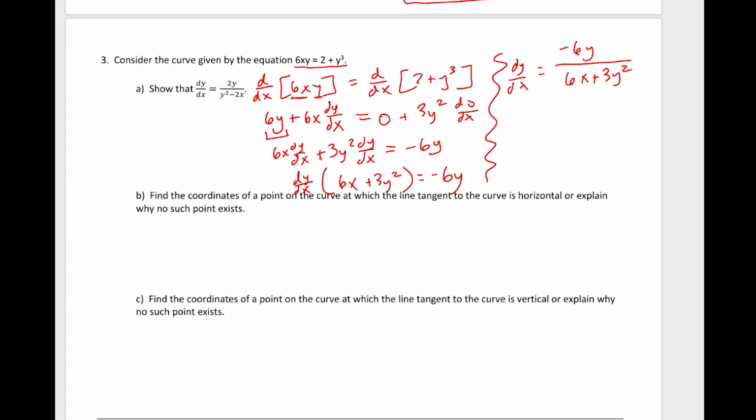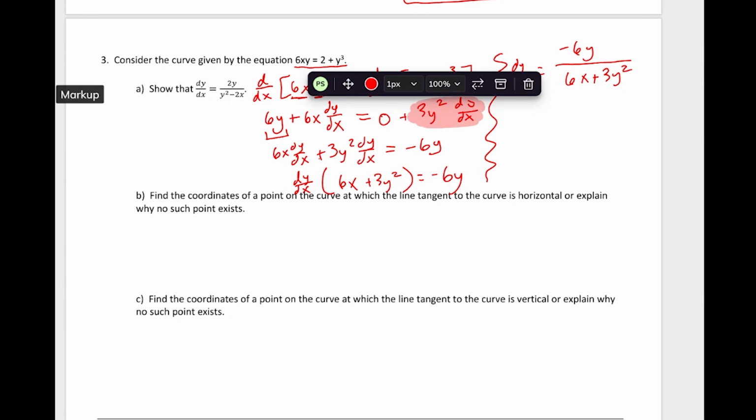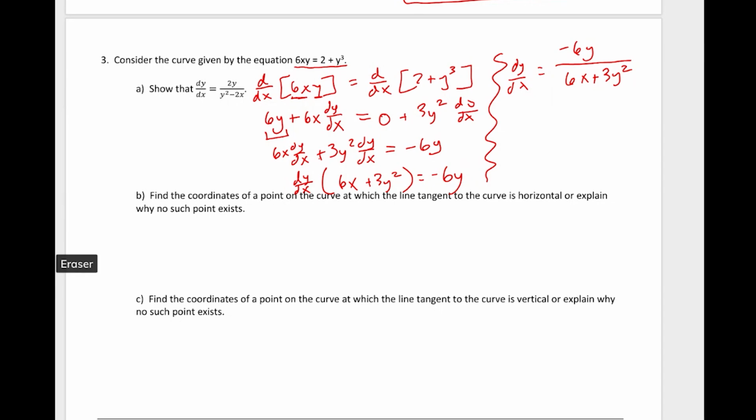And I just realized that I made a little mistake here. When I move this term over here to the left-hand side, I should have subtracted that from both sides. So let's fix that. This should be a minus here, and which means this is minus here, and which means this is minus here. Now, the whole goal here is to show that dy dx equals 2y over y squared minus 2x.